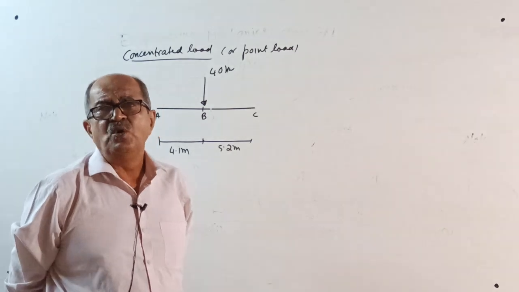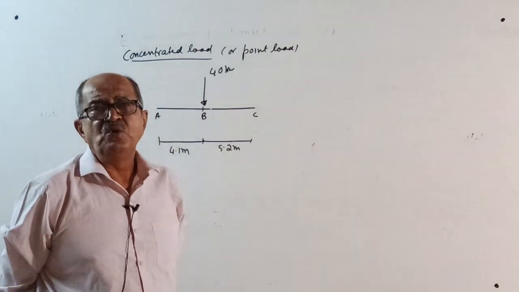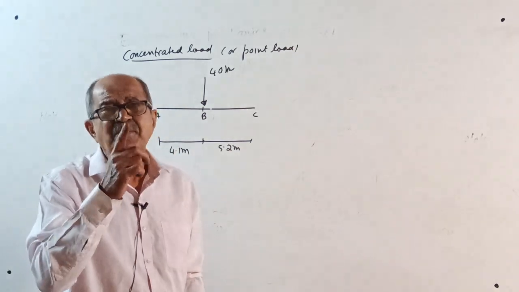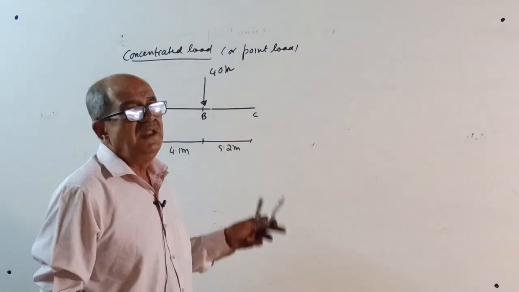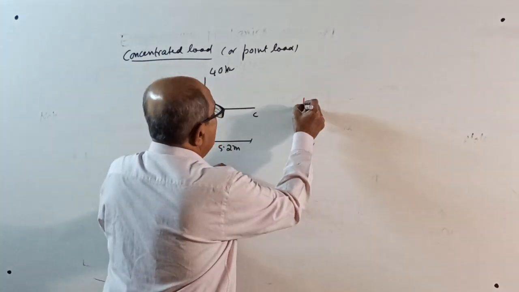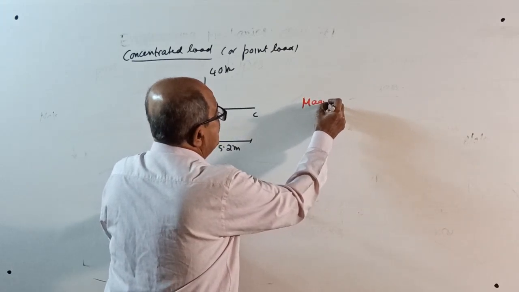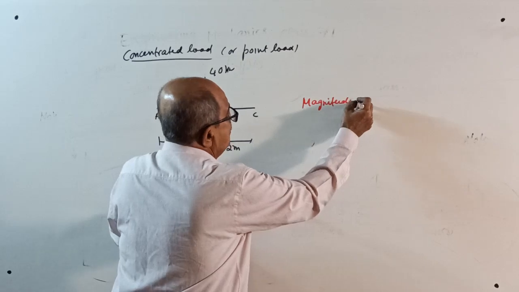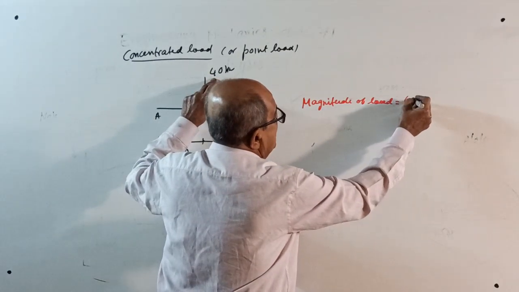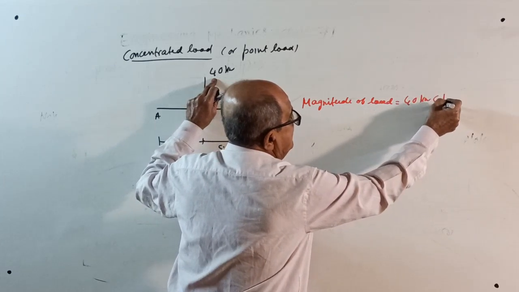For a distributed load, we require the magnitude of the total load for the loaded length considered. See how many times I wrote it. But here, there is no total load. There is only one load. So directly, the magnitude of the load is equal to 40 kilonewton, direction down.